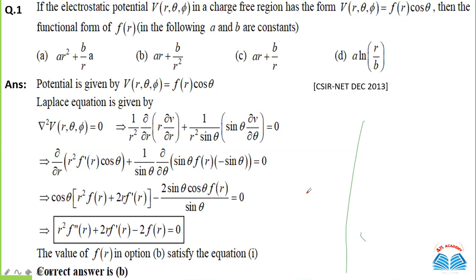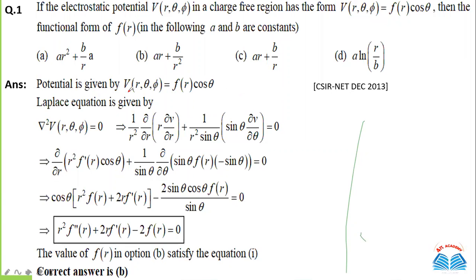If the electrostatic potential V(r, theta, phi) in a charge-free region has the form V(r, theta, phi) equals F(r) cos theta, then what is the functional form of F(r)? So we have to calculate the functional form of F(r), which means we have to calculate the form of the potential by solving the Laplace equation. We will not use any boundary condition here because no boundary condition is given in the question. There are 4 options and the question is from December 2013.